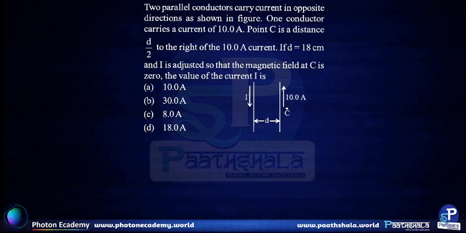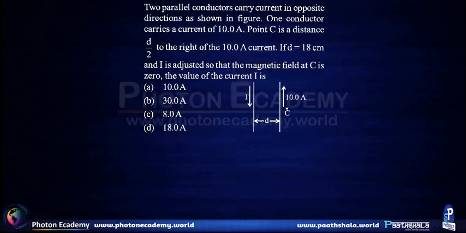Two parallel conductors carry current in opposite directions as shown in the figure. One conductor carries a current of 10 amperes. Point C is at a distance d/2 to the right of the 10 ampere current. If d is equal to 18 centimeters and I is adjusted so that the magnetic field at C is 0, then the value of the current I is to be calculated.